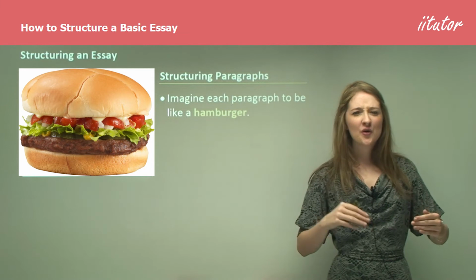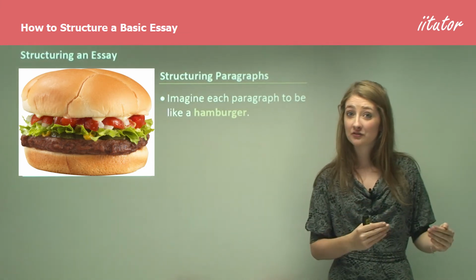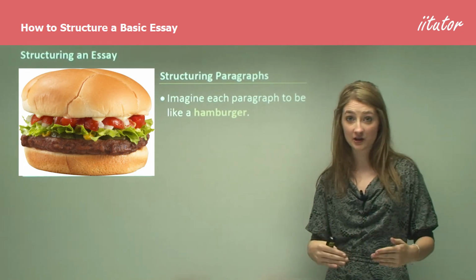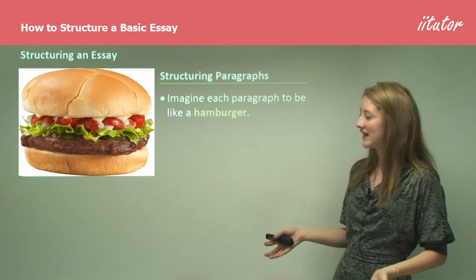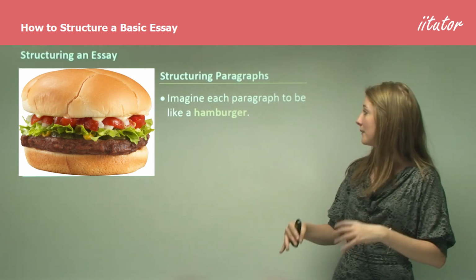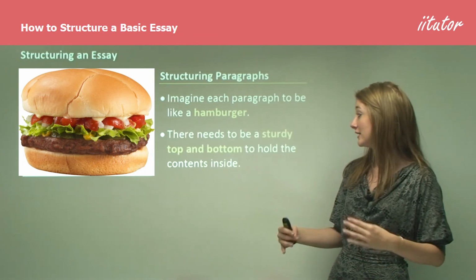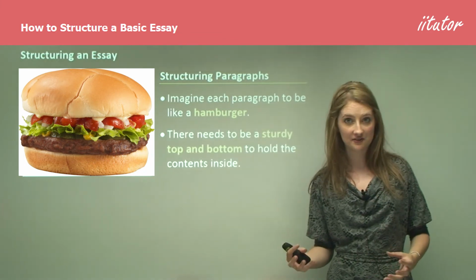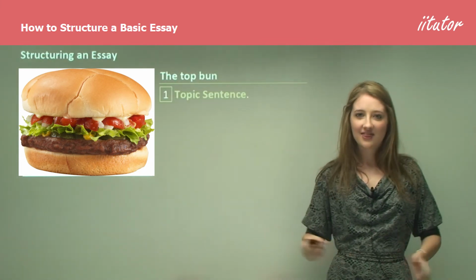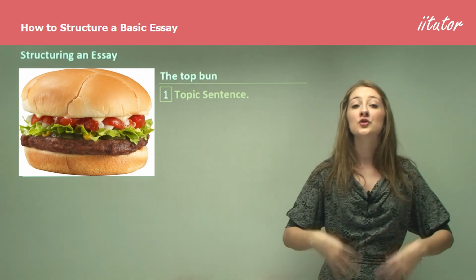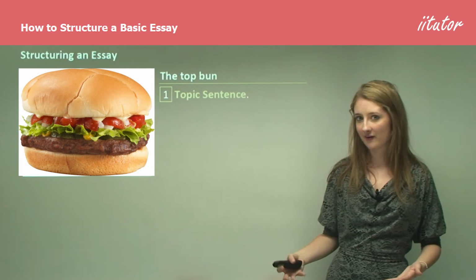Within that body, you also need to have a bit of a substructure. So by that, each paragraph really has to follow a specific structure. A good technique to think about this is to imagine that each paragraph is a bit like a hamburger. There needs to be a sturdy top and bottom to hold the contents inside. So the top bun is the topic sentence. That's where you're introducing your idea. You're really solidly pointing out to the reader that this is where you're taking this paragraph.